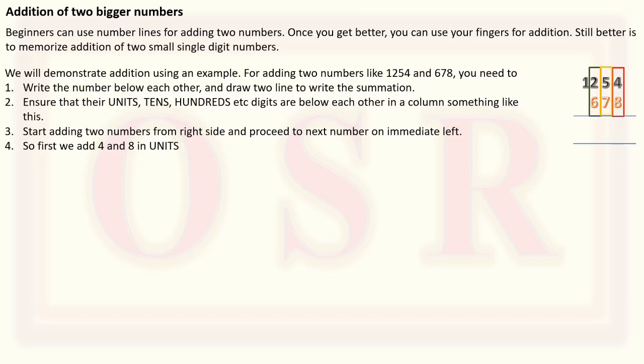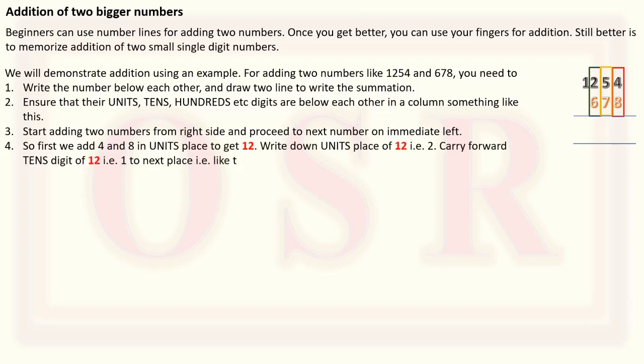So first we add 4 to 8 in the units place to get 12. Write down the units place of 12, that is 2. Carry forward the tens digit of 12, that is 1, to the next place like this. So 2 is down and 1 is up.